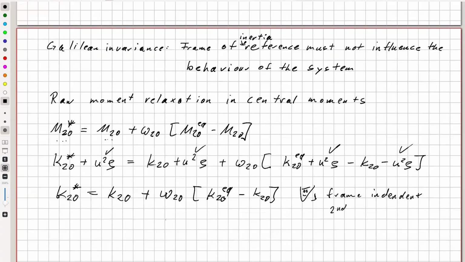Frame independent, so this applies, by the way, to all second order moments, K20, K02, and K11. By the way, this is only true if there is no force. So if you have a force, then this may be violated. And this is the reason why there are so many ways in Lattice-Boltzmann to compute forces, because you want to avoid this violation here. But assume there is no force.